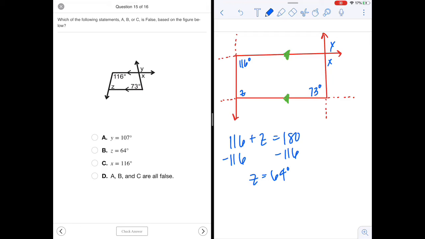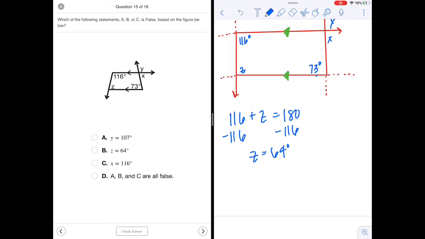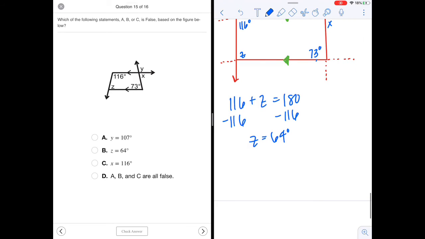All right, so now let's see if we can determine X and Y. For X and Y, I'm going to focus on my transversal that's on the right. So I've got my two parallel lines and then that transversal on the right. I'm going to look at the 73 and X. Those are on opposite sides of my transversal, but they're inside of my parallel lines. So those are alternate interior angles, which means they are congruent. So X is going to be 73.